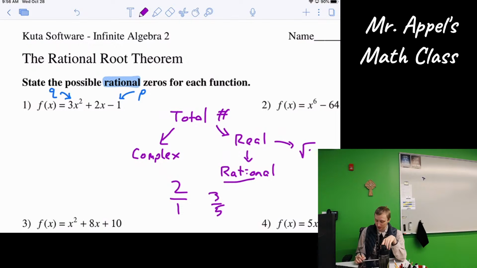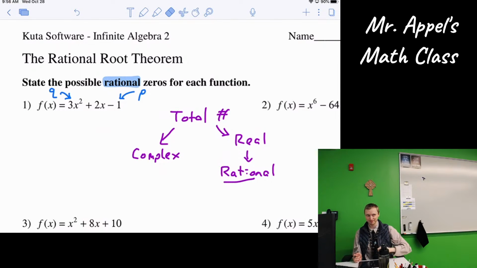Other irrational would be square root of 2, would be another irrational. Okay, we're not dealing with those. And for the most part, we don't have to deal with those. So we're just looking at the rational ones. And then we had a way to count the number of positive and the number of negative.